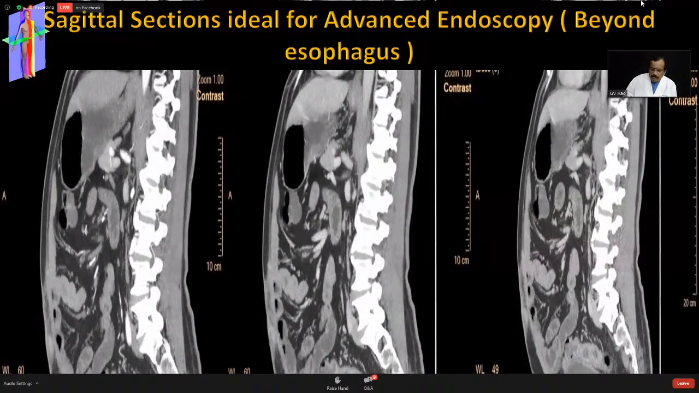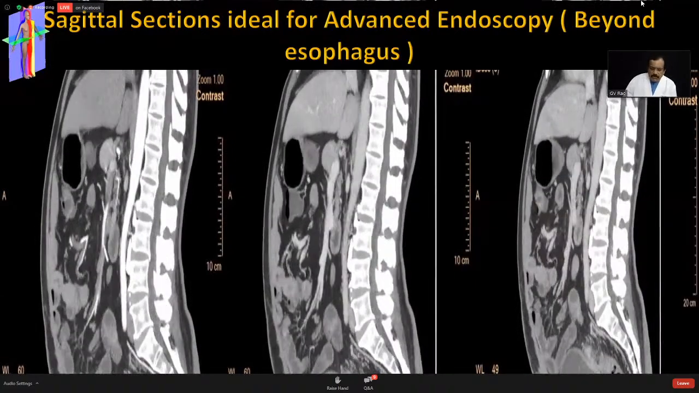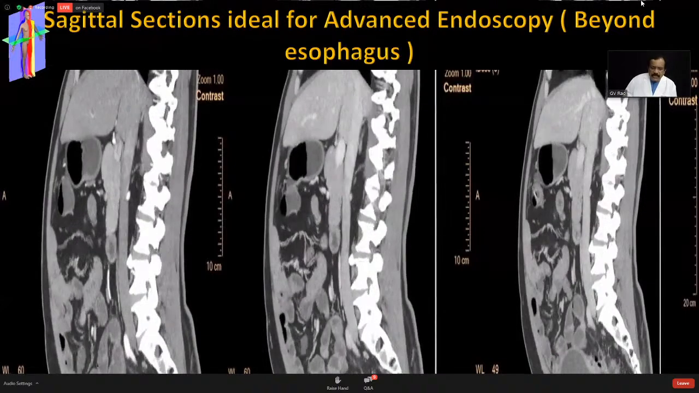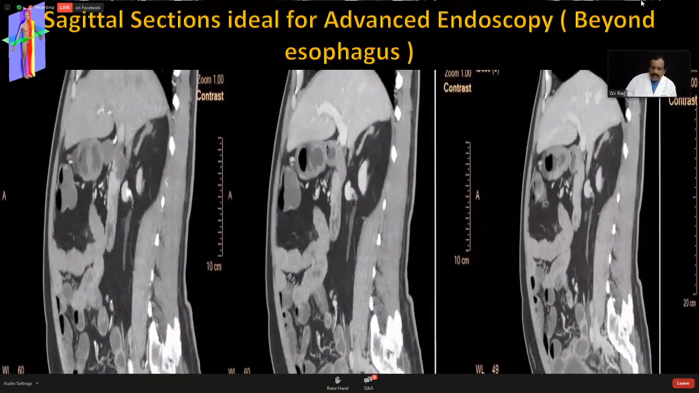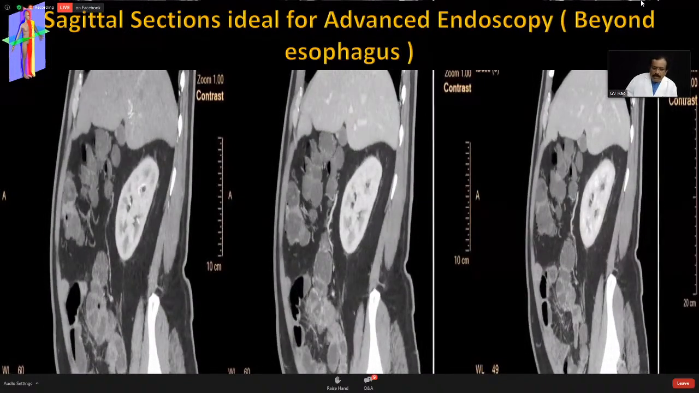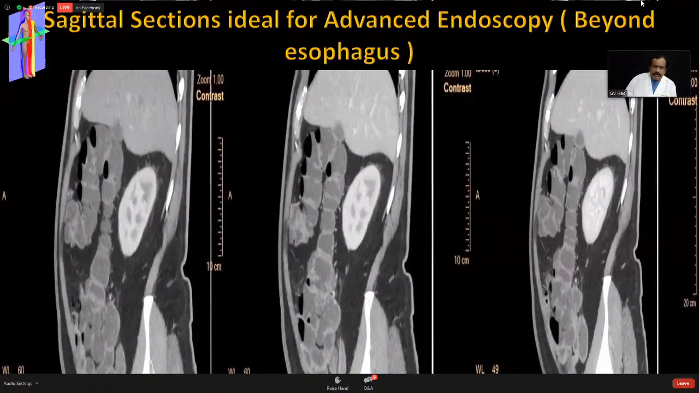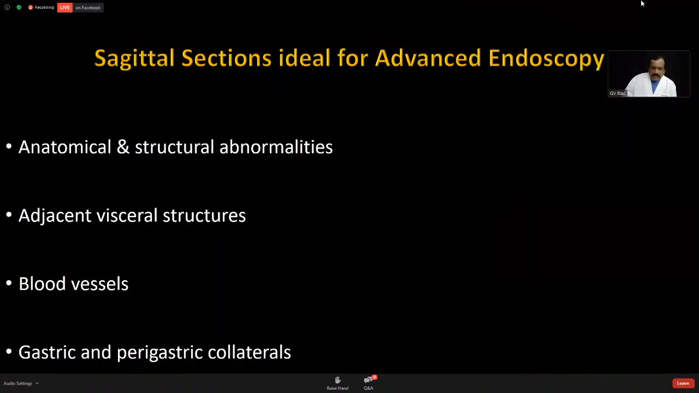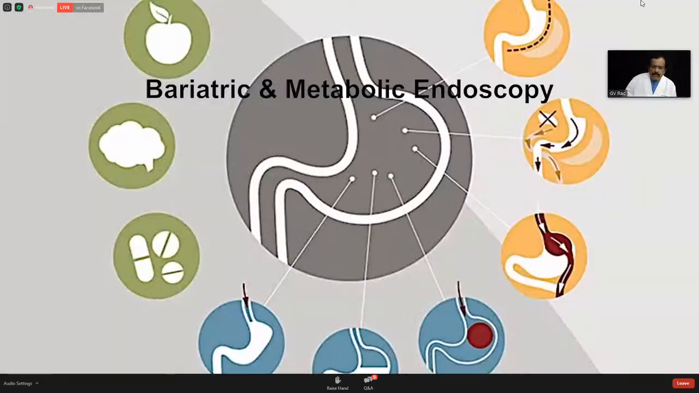Especially if you're talking about WONs, like what Anthony Theo has shown you, sometimes you get these WONs which extend across the lesser omentum onto the anterior side. It is very, very difficult to predict this. These sagittal sections go a long way in planning for these procedures. They are ideal for advanced endoscopic interventions, especially in the stomach, because of the various structural and anatomical abnormalities that we encounter, and also to look at the adjacent visceral structures, blood vessels, and the gastric and perigastric collaterals.